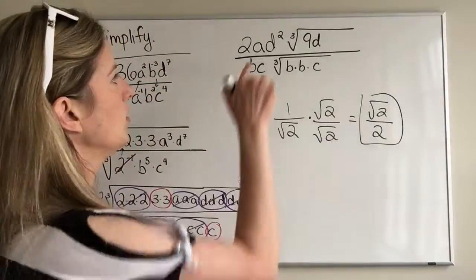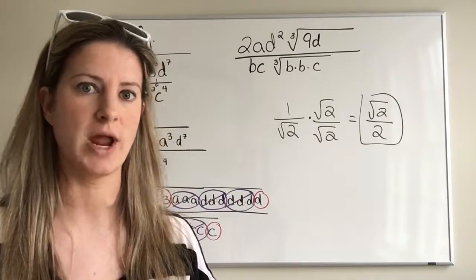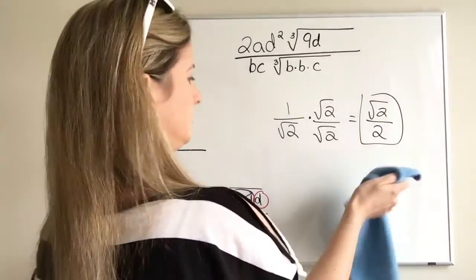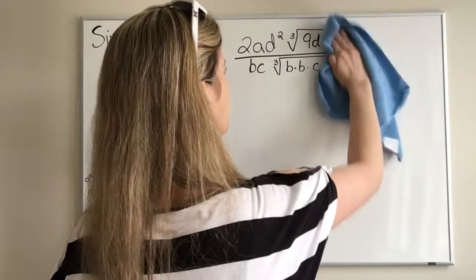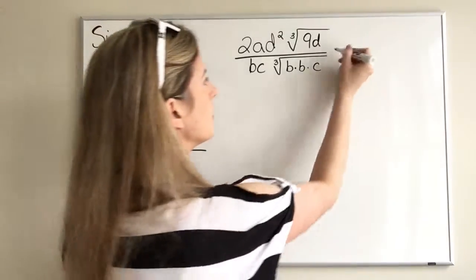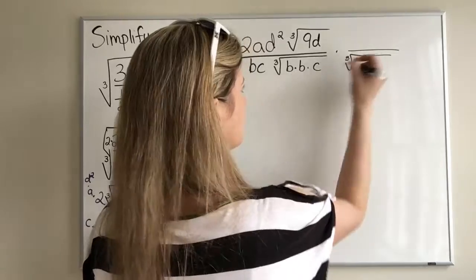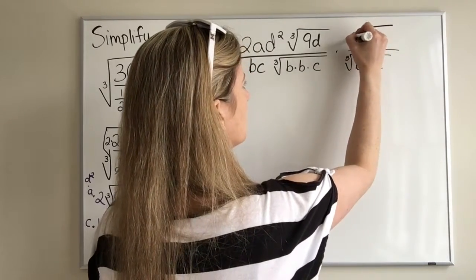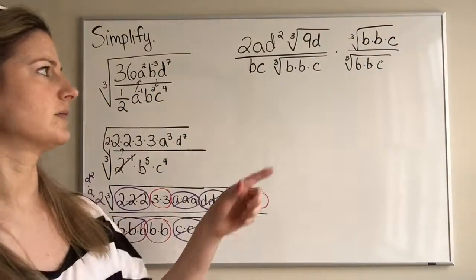But what if we're dealing with cube roots? We need to make perfect cubes, not perfect squares. So you may be thinking to yourself, well, I can just multiply by the cube root of what this is, b times c. And then, of course, whatever you do to the denominator, you have to do to the numerator. Otherwise, you change the value of the expression.